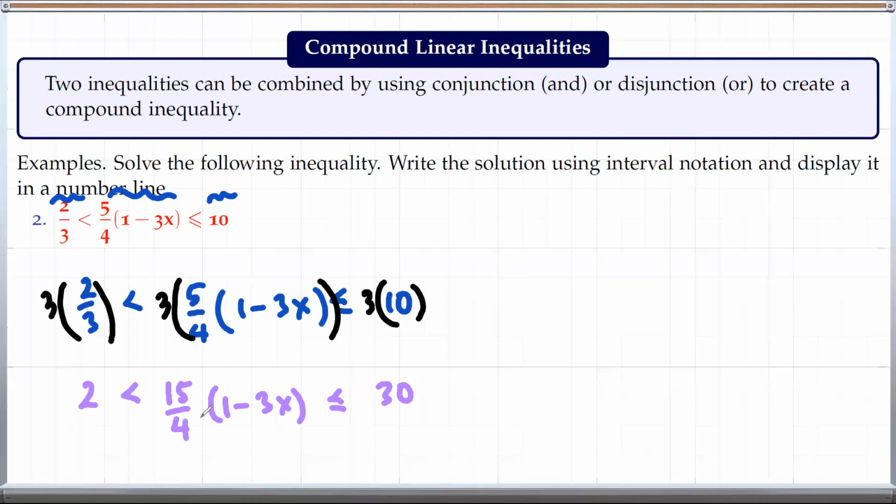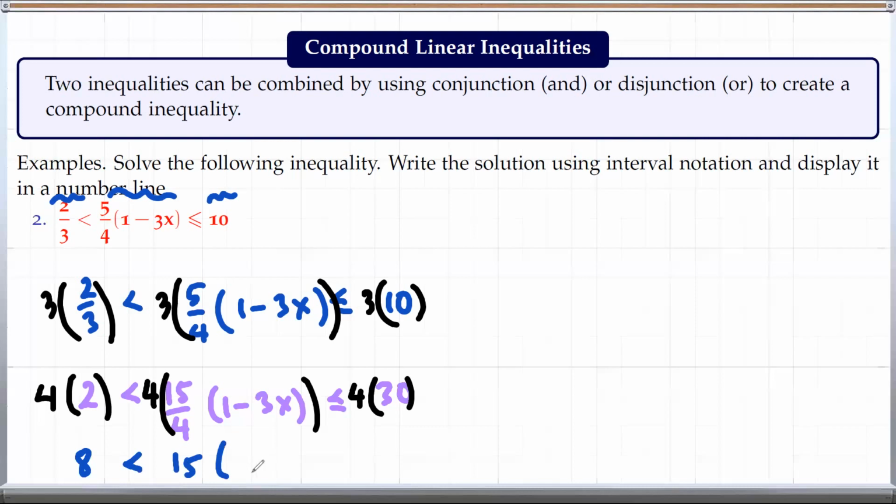Next, we need to get rid of that 4, so multiply each part of this inequality by 4. Let's see what that gives us. 4 times 2 is 8, less than 4 times 15/4 is just 15 times (1 minus 3x), less than or equal to 120. So this is what we get.